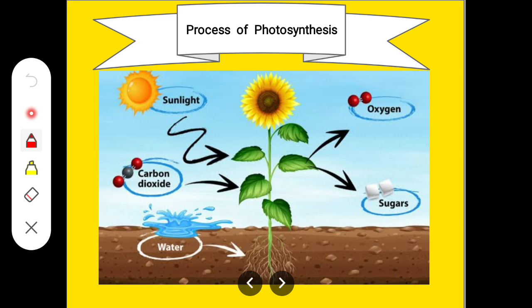So this is the process of photosynthesis. So the plants take sunlight and carbon dioxide, so mag-enter sila sa leaf or sa leaves. Then the leaves give out oxygen and sugar or glucose.